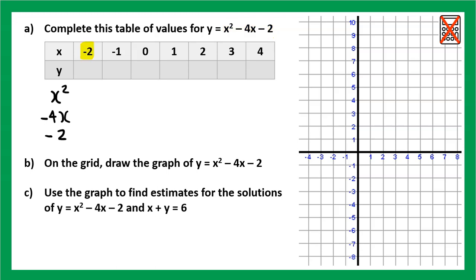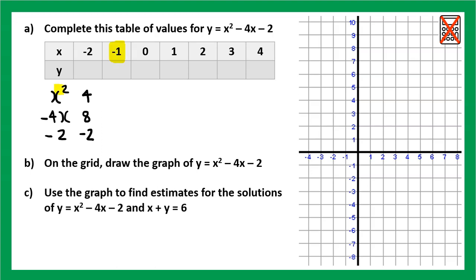So starting off with x is -2, and just focus on x squared. So -2 times -2 is 4. And then we've got -4x, so -4 times -2 is +8. And lastly, we just need to remember to take away 2. Doing it like this will help you to focus on each bit independently and lead to less mistakes overall.